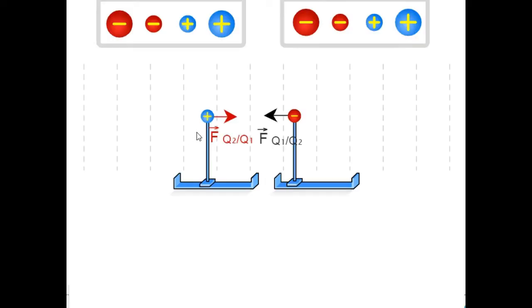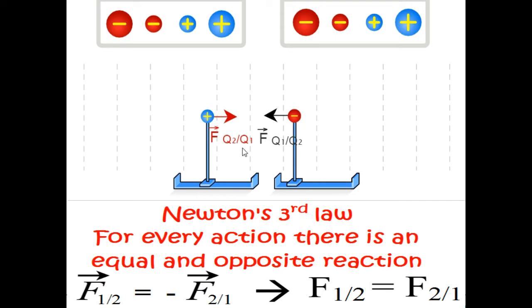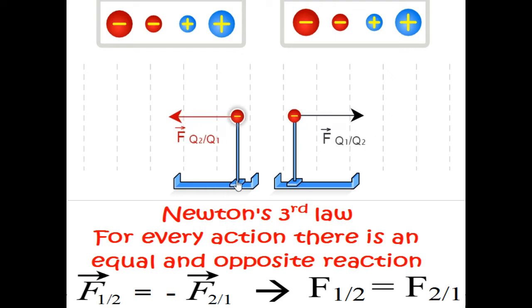Here if we have two unlike charges, positive charge and negative charge, we can see that they will attract each other by action and reaction forces F2 on 1 and F1 on 2. If I have like charges, negative and negative, they will repel each other by equal forces but different directions. Also, if we have two positive charges, they will repel each other by two forces, action and reaction, that have the same line of action, equal magnitude, but different directions.